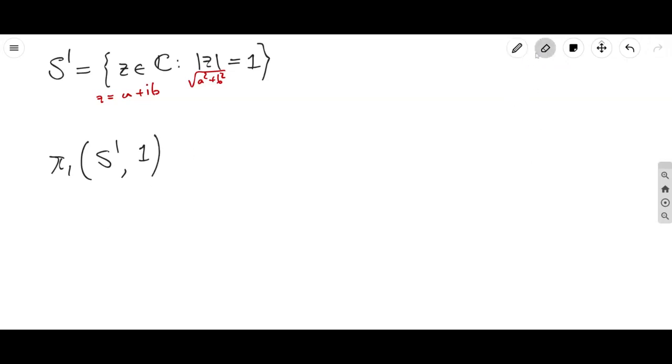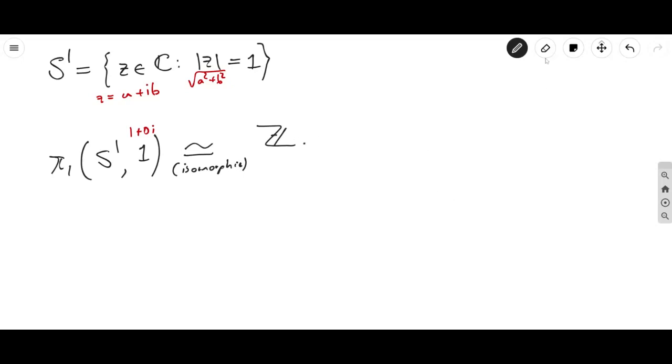We usually like to pick 0, but 0 is not part of our space because its absolute value is not 1. So 1, right? This is just 1 plus 0i. Then the fundamental group of this is isomorphic to a well-known group, and that group is the group of integers.